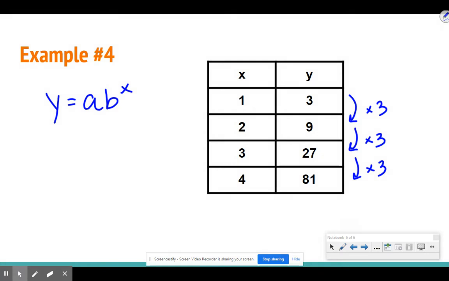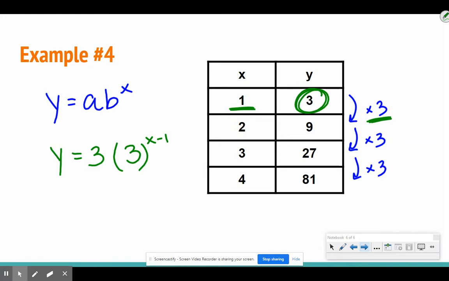So I have my starting value is still 3. So y equals 3. My growth factor is also 3 because we're multiplying by 3. Now, the exponent is the only thing that changes here when we don't have a 0 here. Notice we have a 1. So instead of just putting x, I'm going to put x minus 1 to represent that we didn't start at 0.